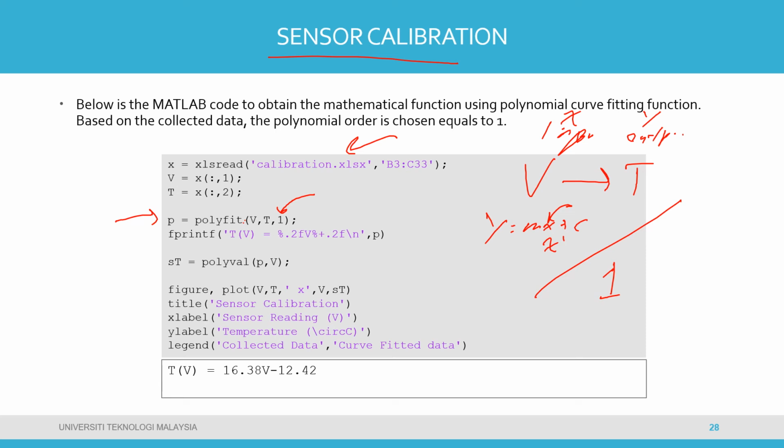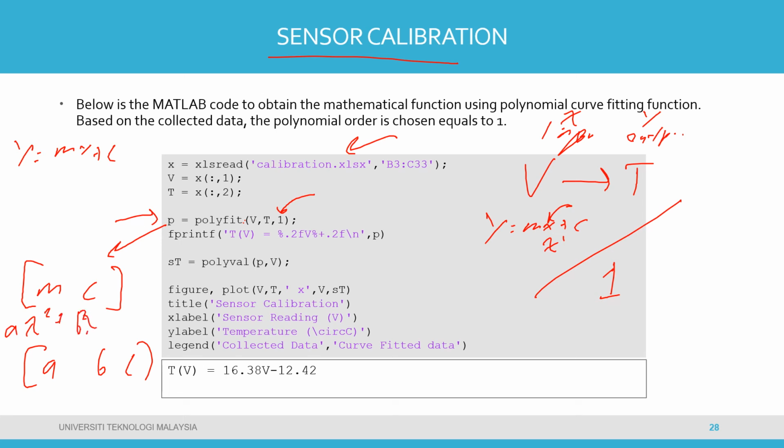Basically P, because this is 1 degree, means that you have the answer. Remember y equals mx plus c. So you will get m and c inside the P. That is the first level. If you use third level, P will give you a, b, and c: ax squared plus bx plus c. So this is the equation. Basically, you get the polynomial.